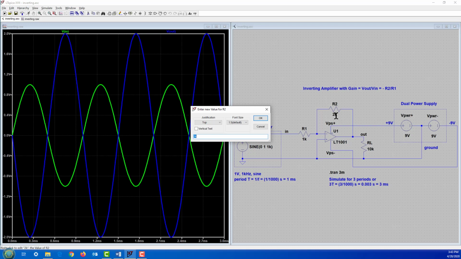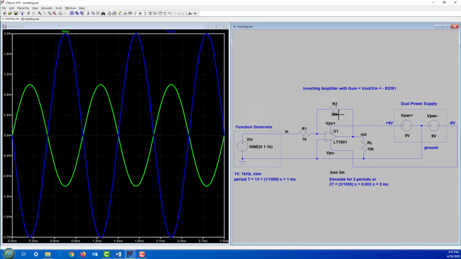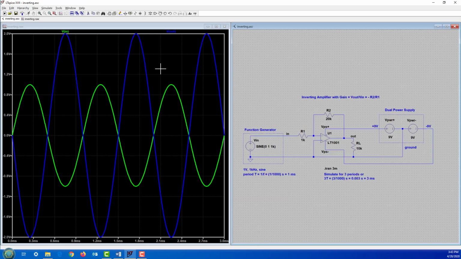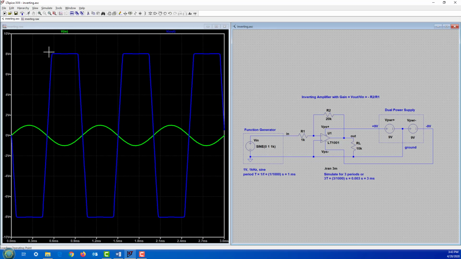For example, let's say I put in, I'm just arbitrarily picking, 20K. So what's the gain? The gain is minus 20. The absolute value of that is 20, so my output should be 20 times the input. Input is 1 volt. So do I get a 20 volt sine wave at the output with the 180 degree phase inversion? No, of course not. I get clipped again.